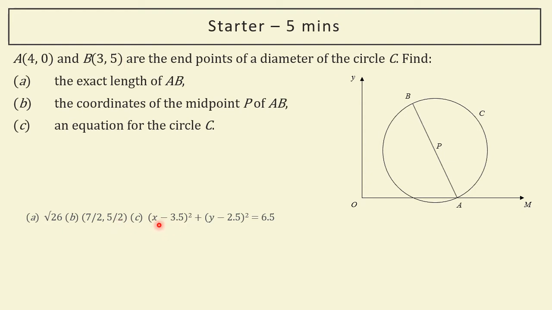So that gives us the first bit to the start of the equation of the circle for part C, x minus 3.5 all squared plus y minus 2.5 all squared. And then this bit here we've got is the radius squared. We got the diameter. Is the length from A to B. That's the diameter there. So if that's the diameter, then half of that is going to give us the radius. So if we take root 26 all over 2 and then square it on the top, that would give us 26. On the bottom, it would give us 4, 26 over 4, 13 over 2, or 6.5. There's the answer to that one.